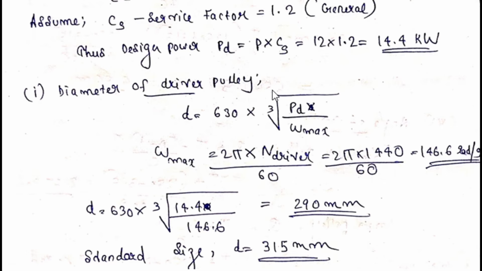So substituting, you will get the value of diameter as 290 mm, but you cannot take the value 290 mm. As you know, you can only proceed with the standard size of a diameter. So from the standard table in the data book, the next standard value will be 315 mm. So that's the standard diameter of the driver pulley.